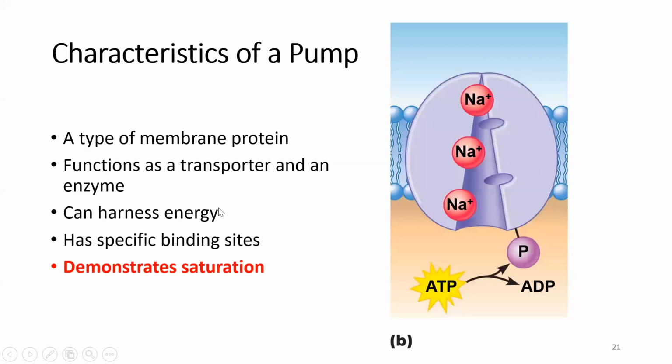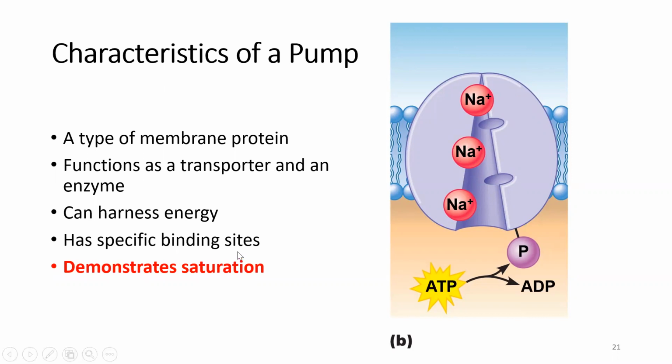And that requires energy. So one type of transmembrane protein here is called the sodium-potassium pump. We're going to talk a lot about the sodium-potassium pump. It can harness energy. It has specific binding sites. So it has 3 binding sites on one side for sodium, and then it's got 2 binding sites on the other side for potassium. And the pump itself has the ability to hydrolyze ATP, use that phosphate. So we talked about the amount of energy that's stored in that third phosphate. So it can grab that third phosphate off of ATP and take that energy to move these particles against their concentration gradient.